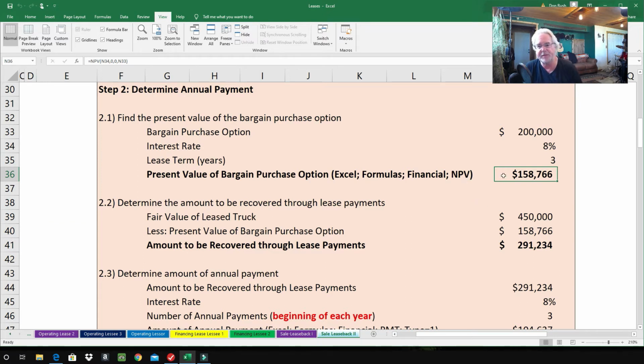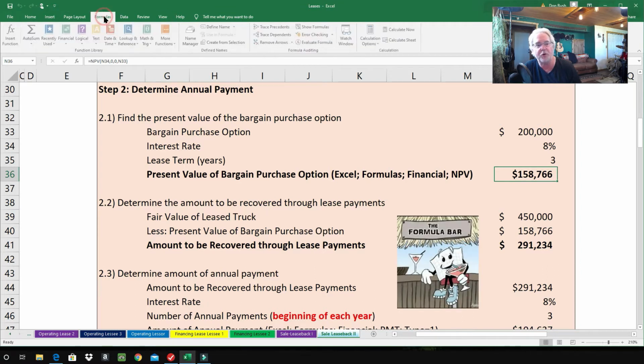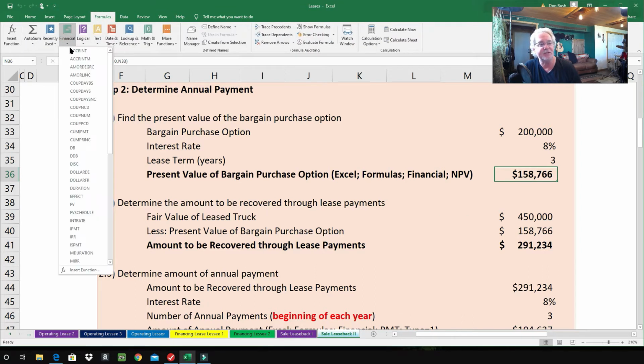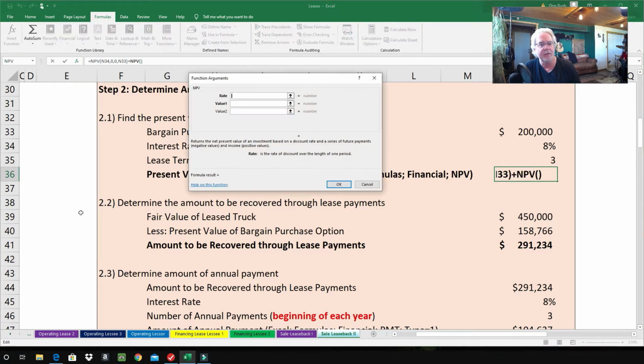Well, we find it the exact same way as we always do. We go up here to formulas, go to financial, go down to NPV, and up comes a little chart. And what we're doing is we're finding the present value of a lump sum. That lump sum is $200,000 at the end of 3 years. Now the rate is 8%, so all I have to do is click on it.